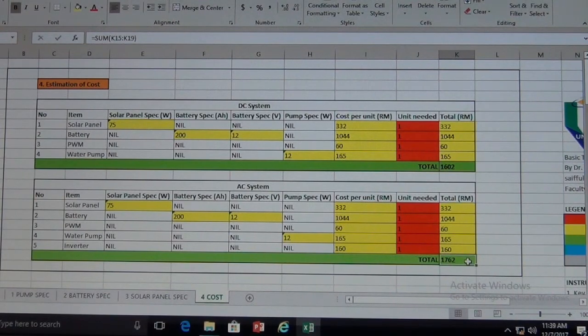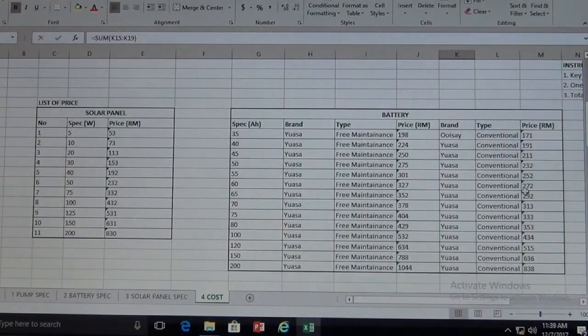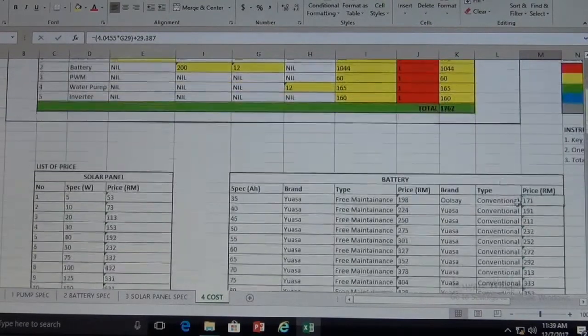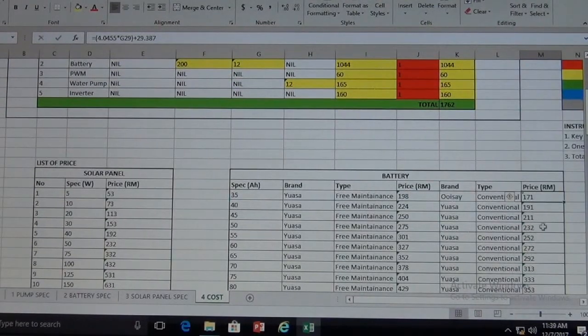And this is the total cost for one AC system. The price is over here. You could always change the price. The price will fluctuate depending on the price of oil. Why? Because people send all their goods and transportation using petrol. So the price will fluctuate. You can always change the price over here and it will automatically be calculated over here. Just change the price in this field.